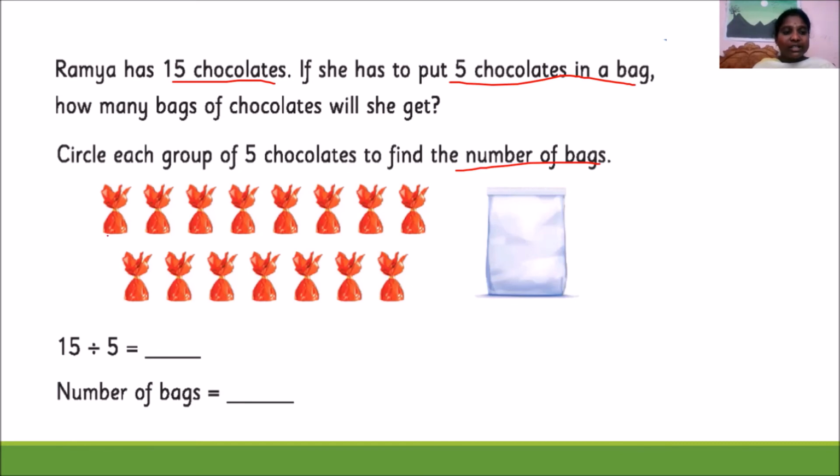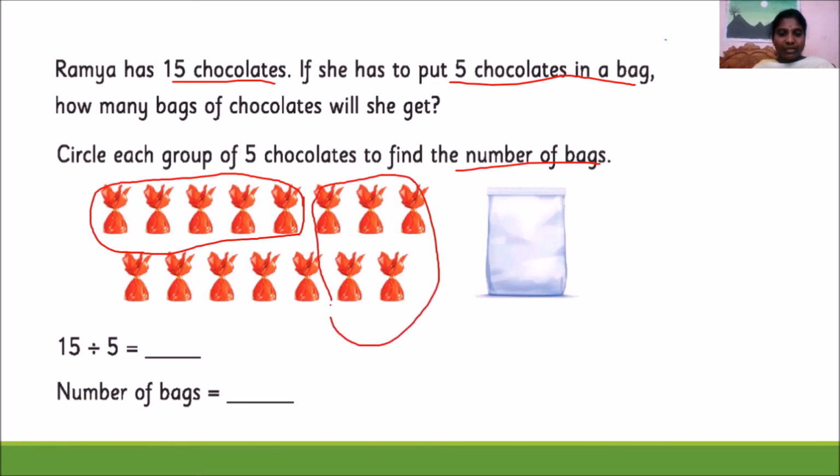Draw the circle. 1, 2, 3, 4, 5. So the first 5 chocolates in the first group. Next 1, 2, 3, 4, 5. Okay, I am grouping this way. This is the second group. Count the remaining chocolates, children. 1, 2, 3, 4, 5. Yes, we can group the 5 chocolates. So draw the circle here. So we get 3. We need 1, 2, 3 bags. So the number of bags needed is 3.